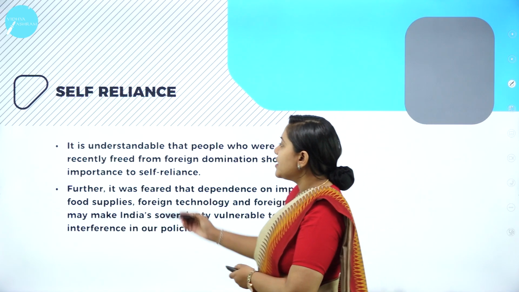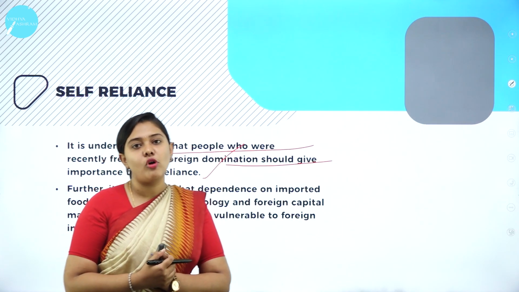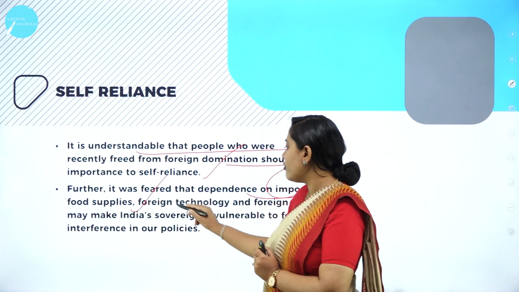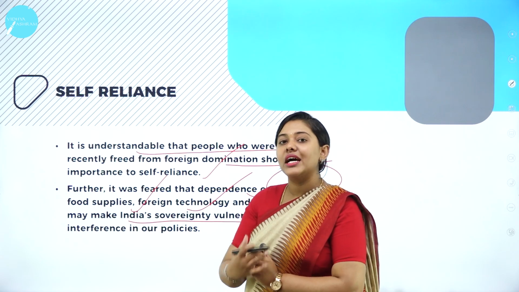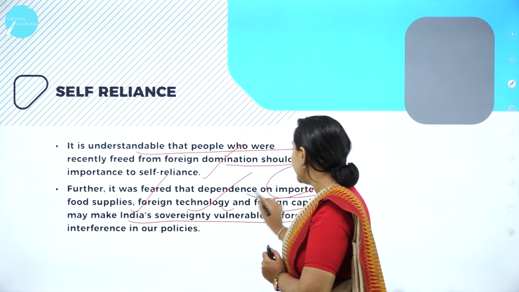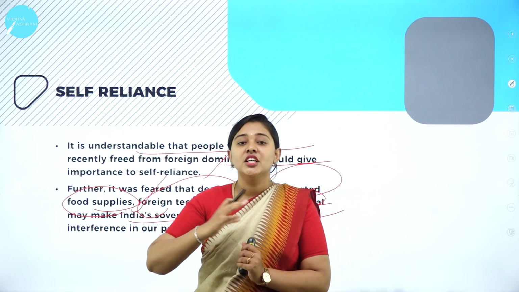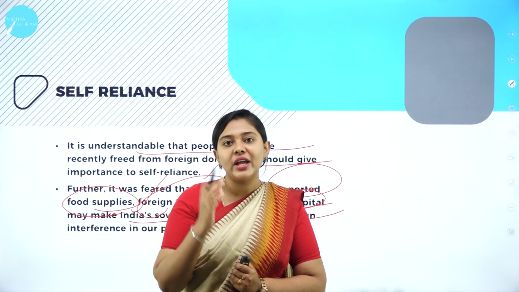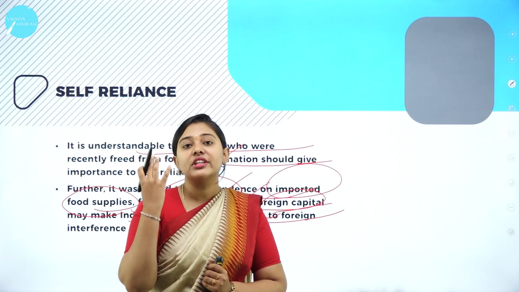Moving forward, it is understandable that people who were recently freed from foreign domination should give more importance to this. Further, it was feared that dependence on imported food supplies, foreign technology and foreign capital may make India's sovereignty vulnerable, with foreign interference in our policy. What does this statement mean? It means that if we were completely dependent on foreign technology, foreign capital and food supplies, this becomes a threat to India. Why? Because of the foreign policies and restrictions they bring in our foreign trade, which will make our country's development difficult. So that is the important reason they focused on self-reliance, so that the country should produce within India itself whatever it can produce.